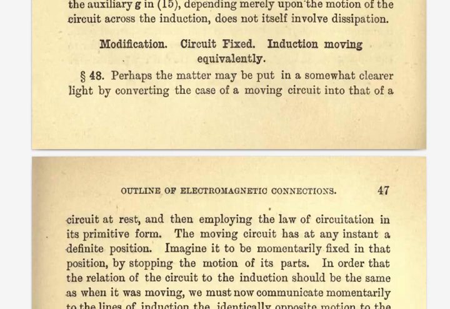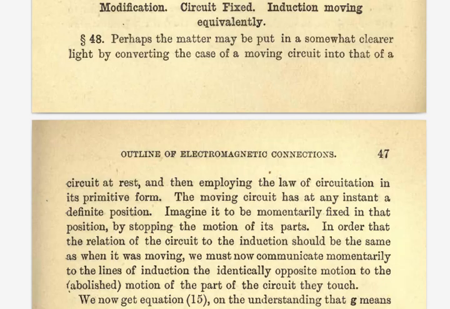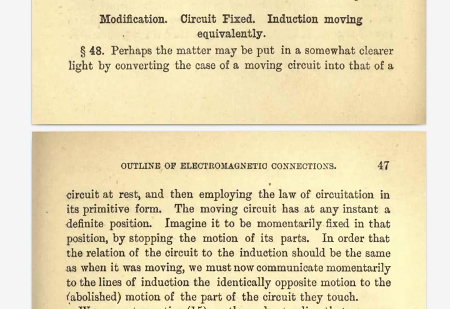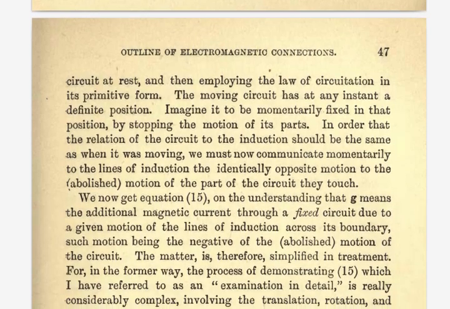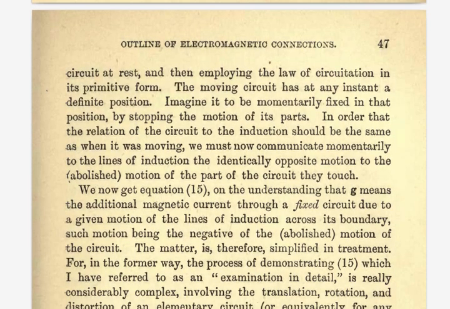Modification. Circuit fixed. Induction moving equivalently. 48. Perhaps the matter may be put in a somewhat clearer light by converting the case of a moving circuit into that of a circuit at rest, and then employing the law of circuitation in its primitive form. The moving circuit has at any instant a definite position. Imagine it to be momentarily fixed in that position, by stopping the motion of its parts. In order that the relation of the circuit to the induction should be the same as when it was moving, we must now communicate momentarily to the lines of induction the identically opposite motion to the abolished motion of the part of the circuit they touch.